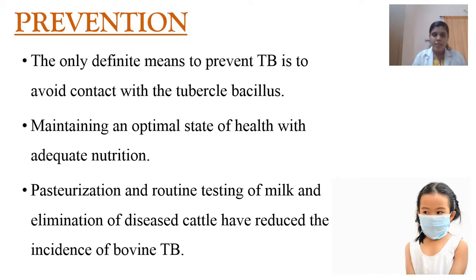Regarding the prevention of the disease. The only way to prevent TB is to avoid contact with the tubercle bacilli. Maintaining an optimal state of health with adequate nutrition is one of the important factors. Then pasteurization of milk and milk products, because from animals also this tuberculosis can be transmitted to humans. So milk and milk products have to be pasteurized well in order to avoid bovine TB.